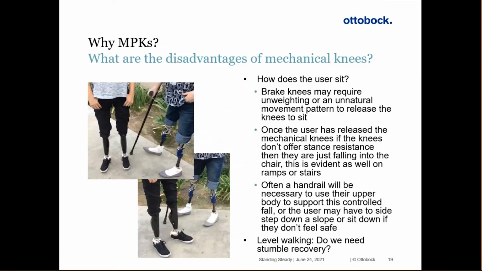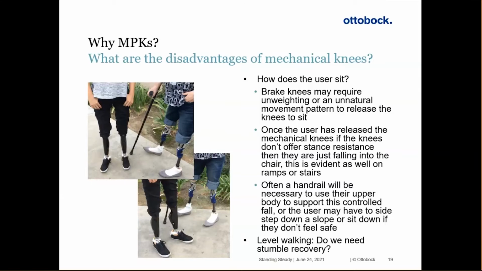So looking at mechanical knees, what are some of the disadvantages? Sitting: sometimes you have to rock onto the toe to be able to sit with certain types of mechanical knees. A lot of them don't have a yielding resistance where they can just ride the knee down, so they're kind of just falling into a chair. Brake knees may require that unweighting or unnatural movement pattern to release and sit.